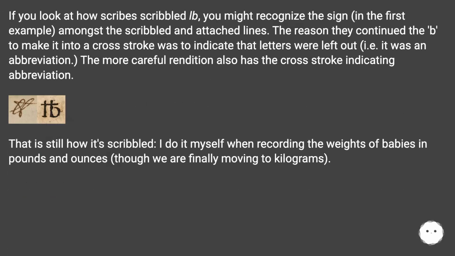If you look at how scribes scribbled pound, you might recognize the sign in the first example, amongst the scribbled letters and attached lines. The reason they continued that line to make it into a cross stroke was to indicate that letters were left out, i.e. it was an abbreviation. The more careful rendition also has the cross stroke indicating abbreviation. That is still how it's scribbled. I do it myself when recording the weights of babies in pounds and ounces, though we are finally moving to kilograms.